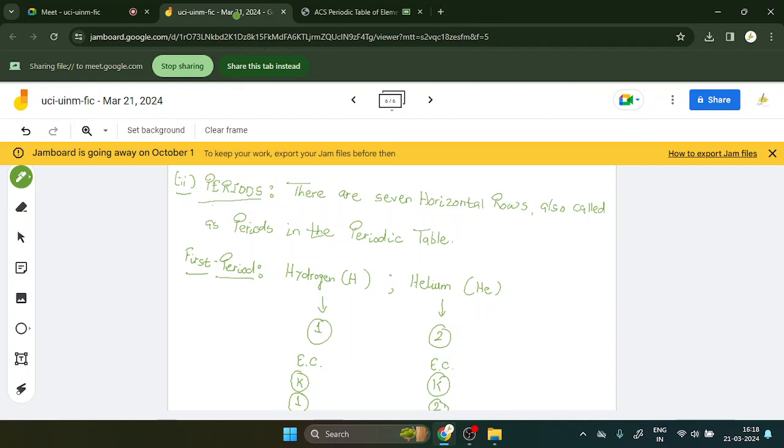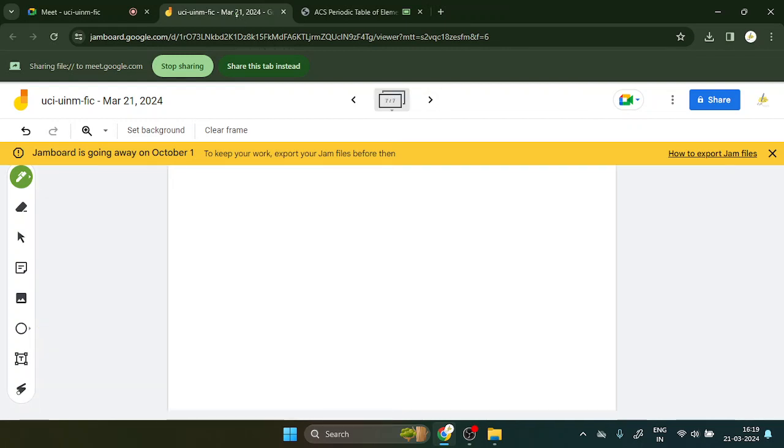Now, this is the shortest period. Remember, the first period is the shortest period, because only two elements are here. If someone asks you which is the shortest period, the first period is the shortest period. Clear? Then let's come to period number 2.